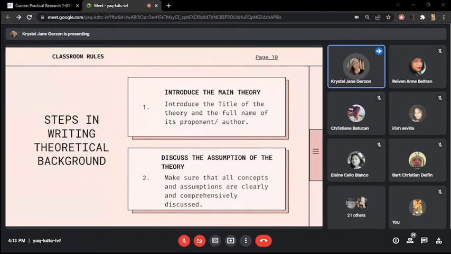Now, when you write a theoretical background, these are the steps that you have to take note of. First, of course, introduce the title of the theory, the full name of its proponent or author, and the year of publication. Then, you discuss the assumption of the theory.